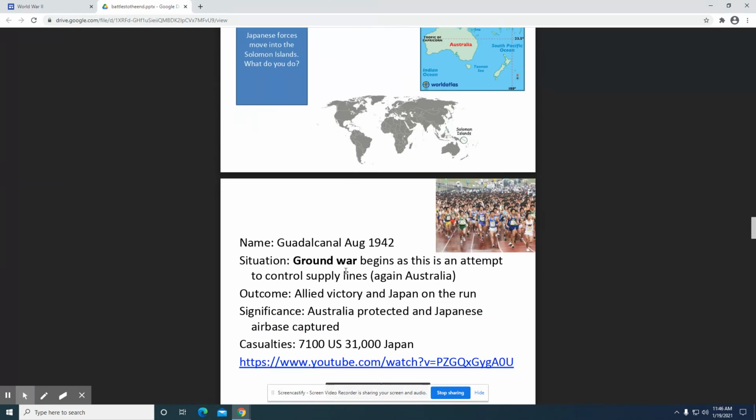So Guadalcanal, with this one, we have a ground war that begins, and again, they're trying to control supply lines, fighting along near Australia. And we see that air base being captured in this particular one.